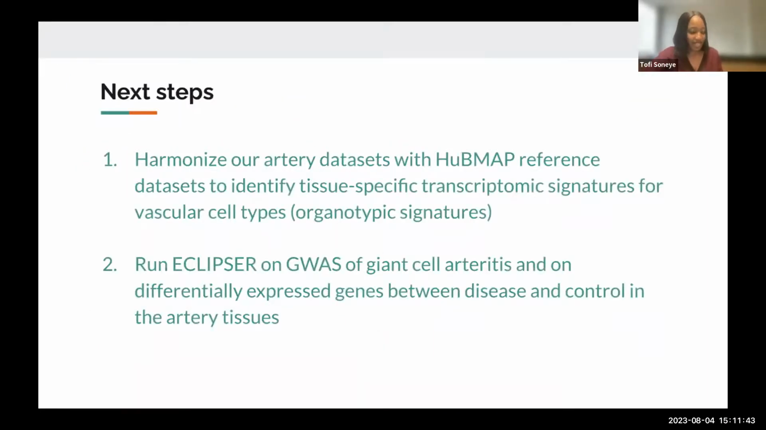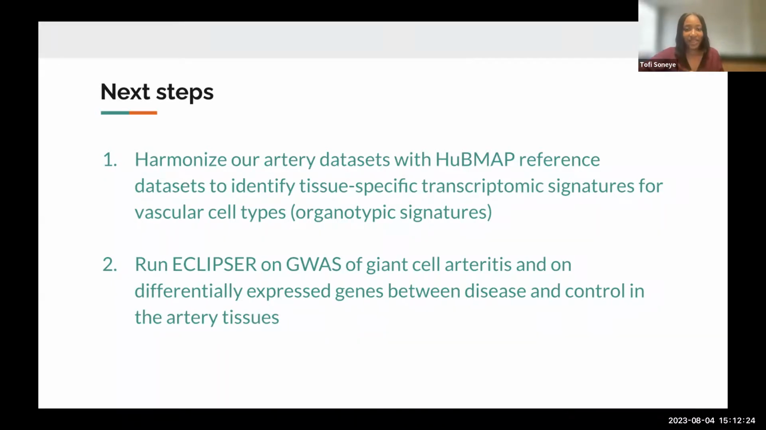So these are some of the next steps of the project. Hopefully I will be able to do this during the extended research. So some of the things we want to do is to harmonize our data sets with the HuBMAP reference data to identify the tissue-specific transcriptomic signatures. Now, this project was more of a small-scale version of that, because here we did the cell type-specific transcriptomic signatures, but we think that it would be good to compare tissues from the kidney to tissues from the heart, tissues from the skin to tissues from the eye, and actually determine these organotypic signatures.